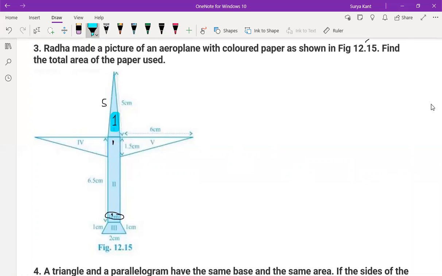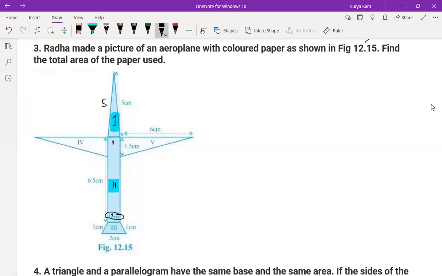Okay. Second area they have given for this one. So this one, simply the rectangle formula you can use. The total length is 6.5 centimeter and width is 1 centimeter. Okay, so for the rectangle, you can use the rectangle formula.